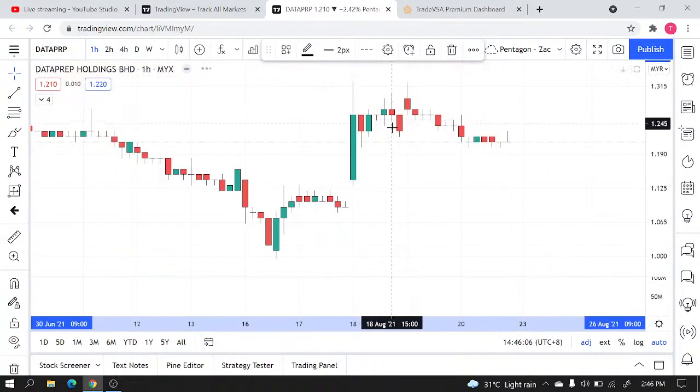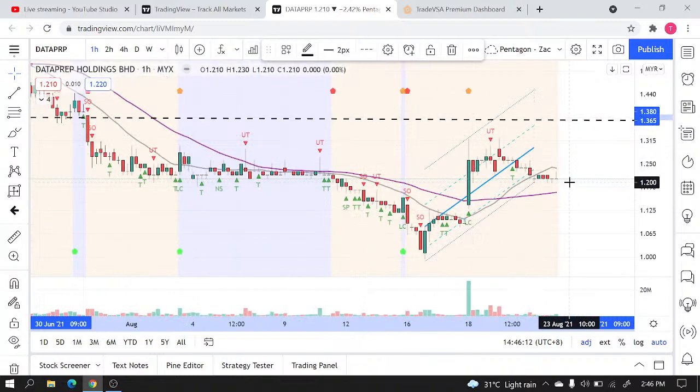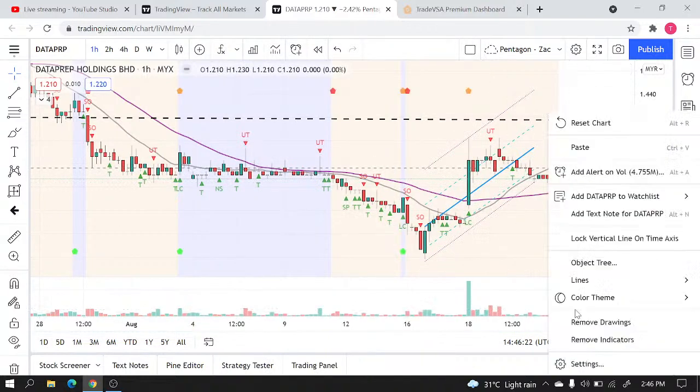Okay, let's look into the hourly chart. The hourly chart now is low volume. If you are looking for entry, I'm not so sure whether you are looking for entry or exit. So maybe you want to wait here for another green pentagon, high volume, to trade.